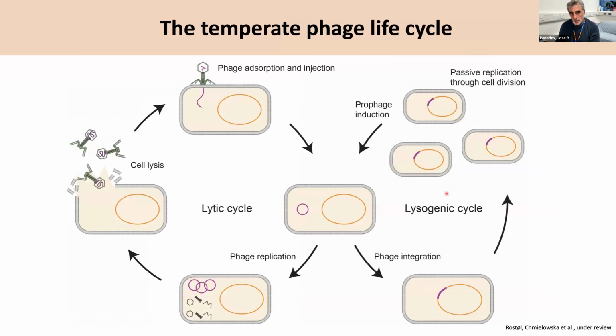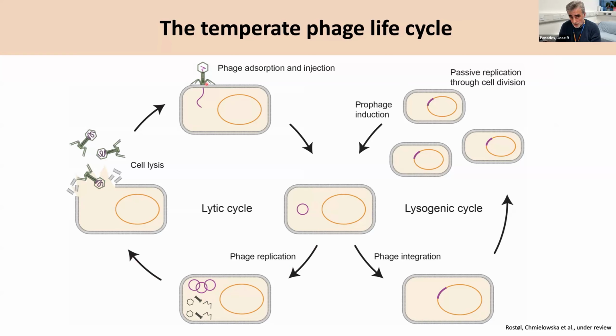But there are some viruses that we call temperate phages that have an important life cycle. When they inject the DNA, they will start replicating, and then they will produce everything that is required to create these new viral particles. They will lyse the cell, and the phages will be released.